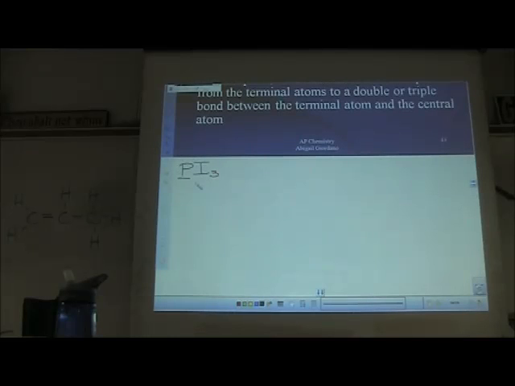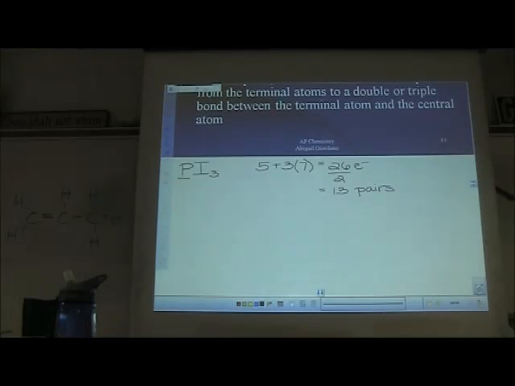Okay, so I've done that. Step 2, find the total number of valence electrons. How many valence electrons does phosphorus have? 5. How about iodine? 7 times 3. So 21 plus 5, that's 26 total electrons. But I care less about how many electrons I have to work with. I care more about how many pairs I have to work with. So step three says divide this number in half. 13 pairs.